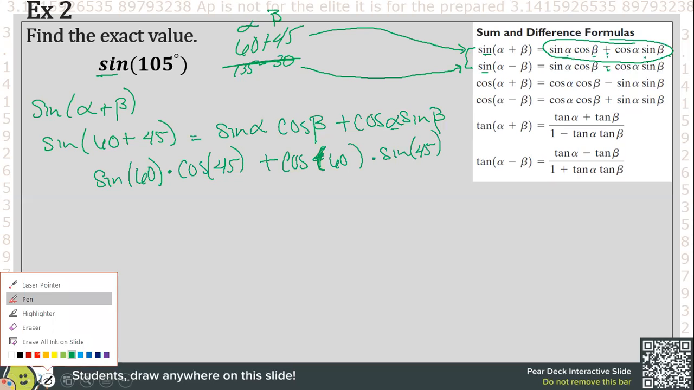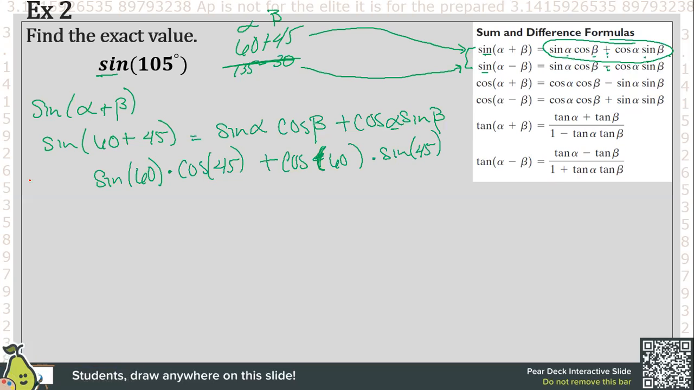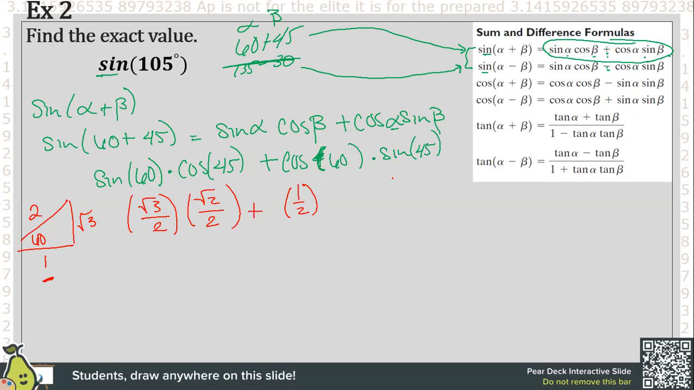So let me get some red. Sine of 60, guys. I'm going to do that little triangle already. For 60, the opposite side is square root of 3, my adjacent is 1 and my hypotenuse is 2. So sine of 60 is opposite over hypotenuse, which is square root of 3 divided by 2. Cosine of 45 is square root of 2 over 2. Plus cosine of 60, that's adjacent over hypotenuse, so 1 over 2. Sine of 45 is square root of 2 over 2. That is the same for both sine and cosine.